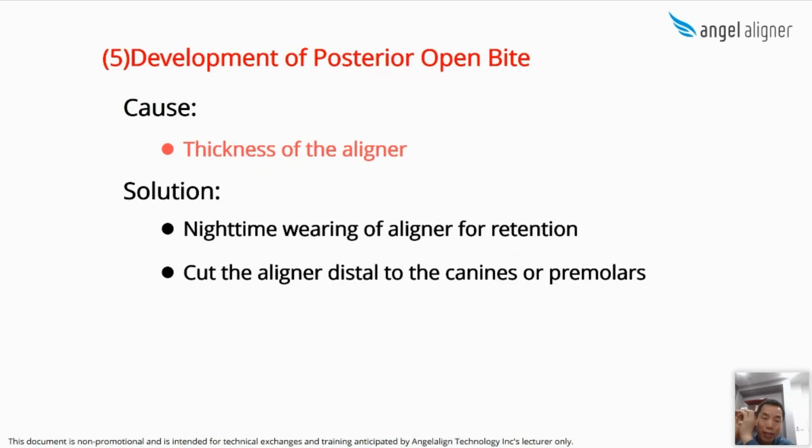You can cut the distal segment of the aligner and only wear the anterior segment of the aligner and let the molars erupt naturally. So it may take several months to get to a tight occlusion. This case responds very well to aligner section.